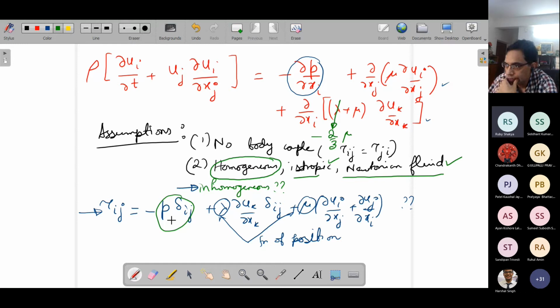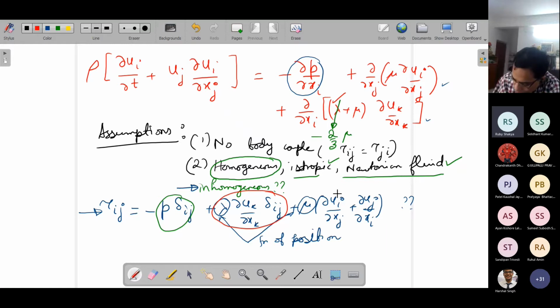So first of all, the lambda related term doesn't change. Why? If you see, when you differentiate this with respect to xj, then this term comes within the bracket, right? We are giving due account that it could be a function of position. So that is where there is no difference for the lambda related term, but for the mu related term there is.